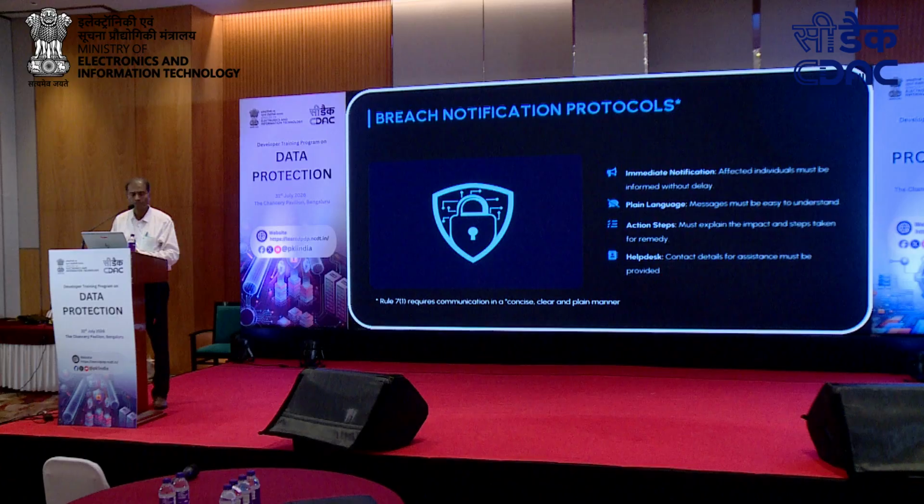While notifying the breach to the data principal, there are also certain guidelines. It should be in a concise, clear and plain manner. This is exactly quoted from Rule 7.1. First, immediate notification is required to the affected data principals, in plain language, with messages easy to understand. Action steps: you must explain the impact and the steps taken by the fiduciary for remedy. And a help desk should be separately set up for assistance if there is any requirement.